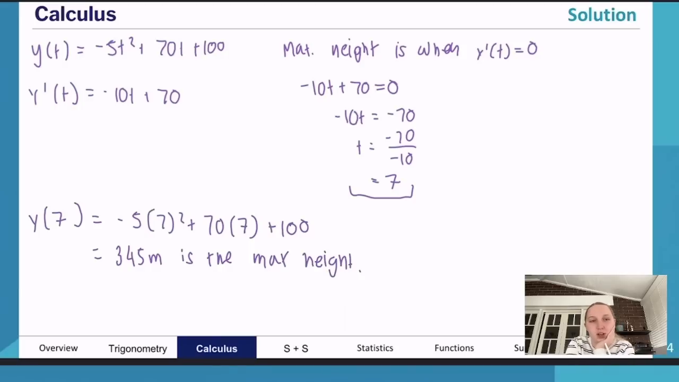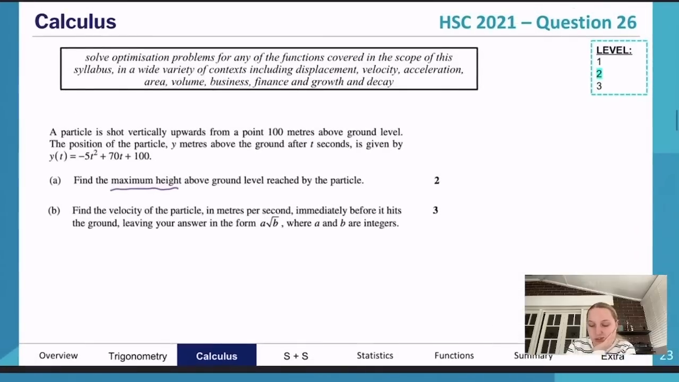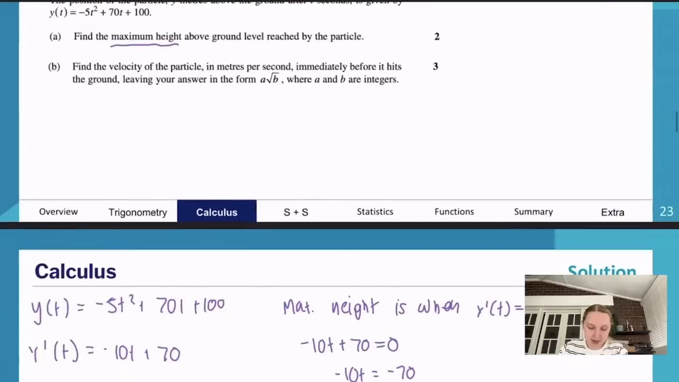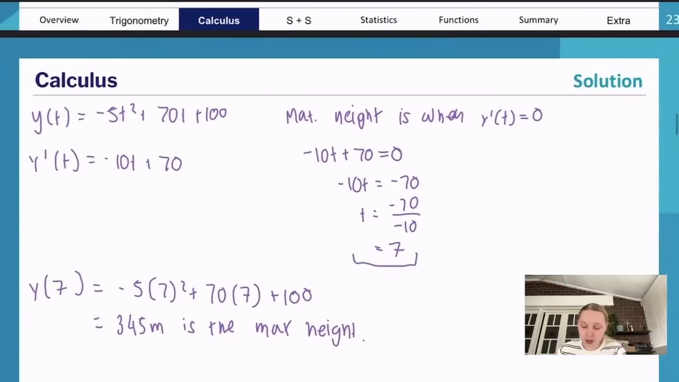Okay, so that's a pretty stock standard optimization sort of question. So you do want to get super familiar with finding maximums and minimums in all sorts of contexts. So then we've got part B. Oh, I didn't leave enough space to do part B. Okay, we're just gonna quickly rub this out and then we'll do part B in there as well.